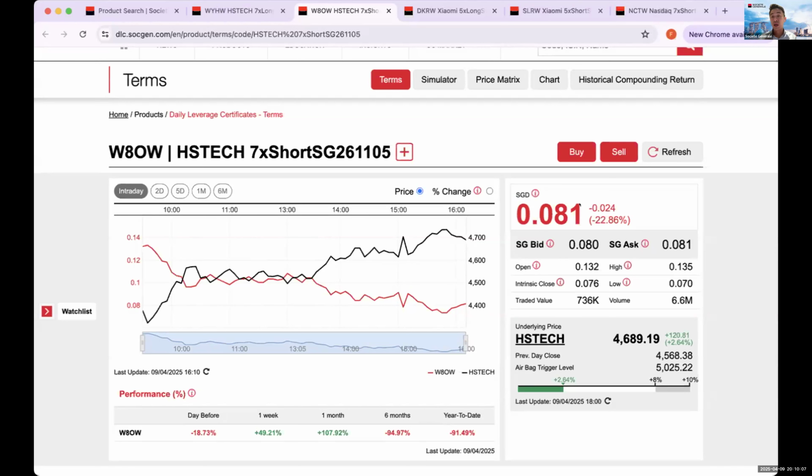So do check it out. I think you'll surely realize soon enough why people like to use the Hong Kong DLCs to gain exposure to the Hong Kong market. And particularly if you are an active trader, you will want an instrument like this to have that capital and cost efficiency.